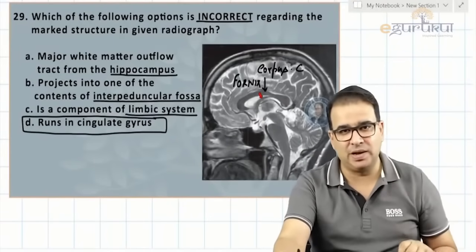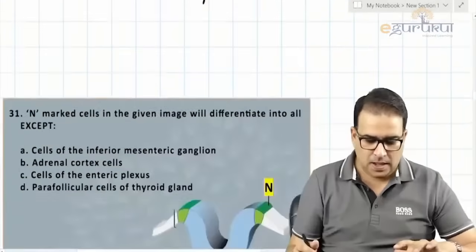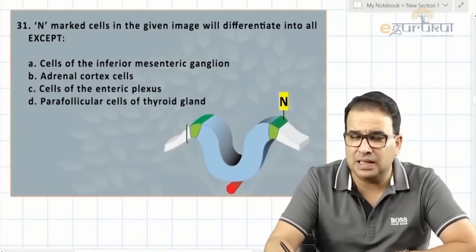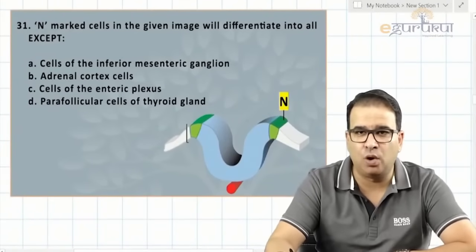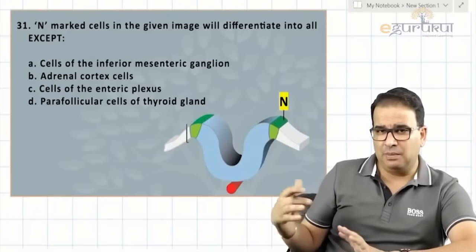So the answer to question number 29 is D. Moving on to question number 31, it says N-marked cells in the given image will differentiate into all except. So once again, guys, the same thing that we just saw, maybe in a different way.